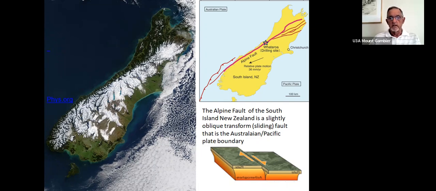And the Alpine Fault of the South Island is a slightly oblique transform or sliding fault. It is the Australian Pacific Plate boundary. And that's illustrated by an inset at the bottom right, so that the Western Plate, Australian Plate, is moving northward, and relative to that, the Pacific Plate is moving west-southwest.